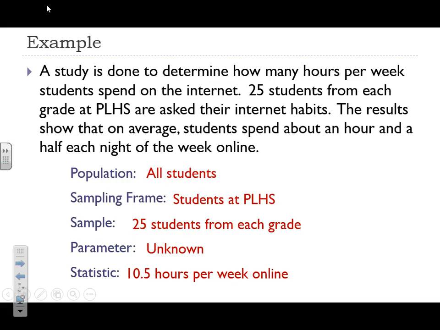What do you guys think? Does that sound pretty average or pretty normal? For you guys, you're about on 10.5 hours a week. Okay. So those are some made-up numbers, but that's basically what we're going to be looking at.